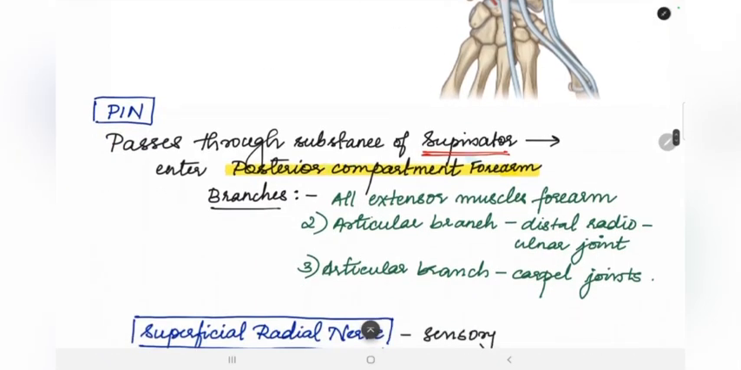It pierces through the substance of the supinator and enters the posterior compartment of the forearm. Here it gives off a few branches. It supplies all the extensor muscles of the forearm. So whichever extensor muscles are present in the forearm, they are supplied by which nerve? The posterior interosseous nerve, or the deep branch of the radial nerve. Along with that, it gives off two articular branches, one to the distal radioulnar joint and one to the carpal joint.